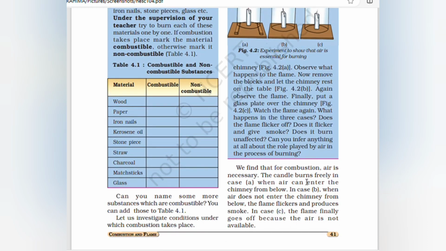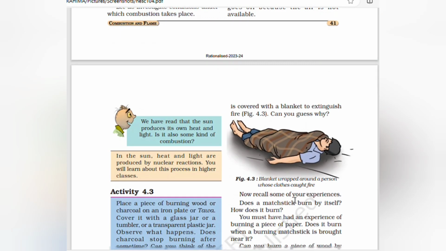We find that for combustion, air is necessary. Case A: the candle burns freely when air can enter the chimney from below. Case B: when air does not enter the chimney from below, the flame flickers and produces smoke. Case C: the flame finally goes off because air is not available.